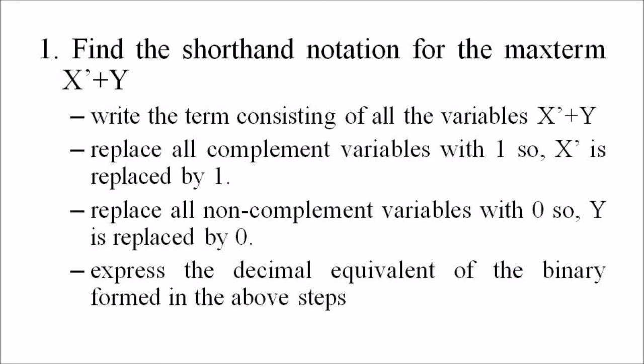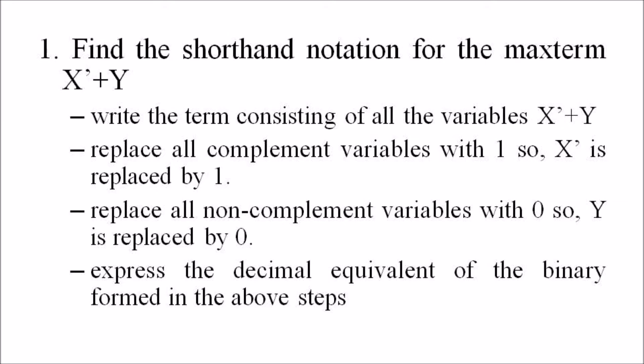So, my dear student, let us see some examples. First of all, find the shorthand notation of the max term x complement plus y. Our rule states that we write the term consisting of all variables, x complement plus y. Secondly, replace the complement variable with 1. So, x complement is replaced by 1. And thirdly, replace all non-complement variables with 0. So, y is replaced by 0.